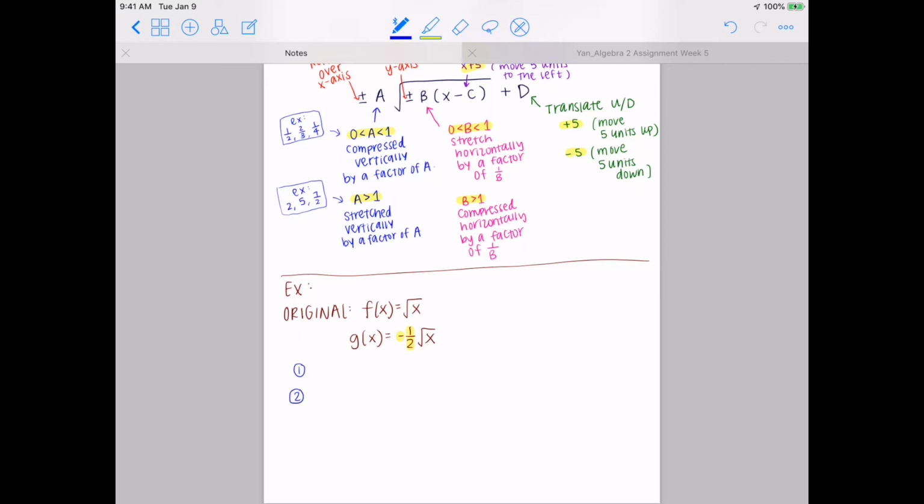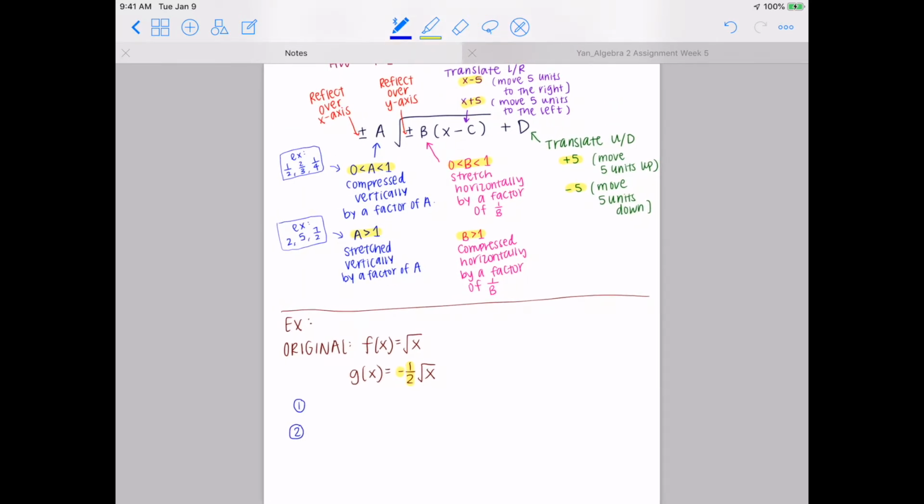What does the negative do? If you go back to the top, when it's outside of the square root, it reflects over the x-axis. And then the 1/2 multiplying the square root is compressed vertically by a factor of exactly what it says. Compressed vertically by a factor of 1/2. And you're done with that question.